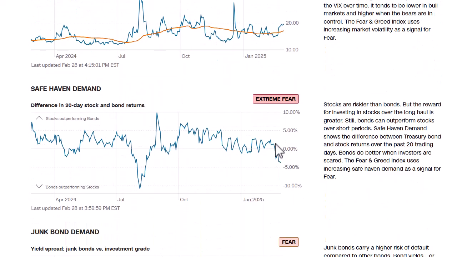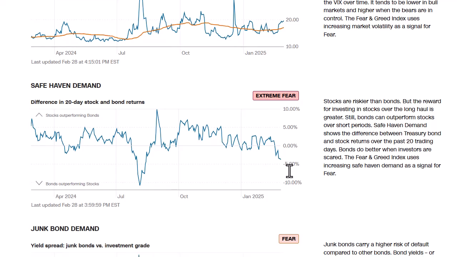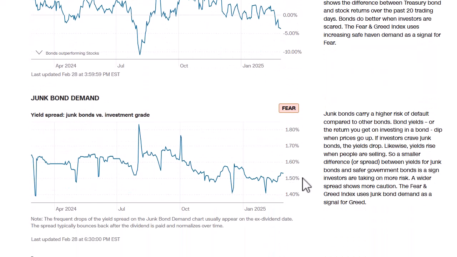And then looking at safe haven demand, this has been cratering. Bonds have been massively outperforming while stocks have been tanking. And junk bonds, still in fear. The spread between investment and junk bonds continues to stay relatively wide at over 1.5%.